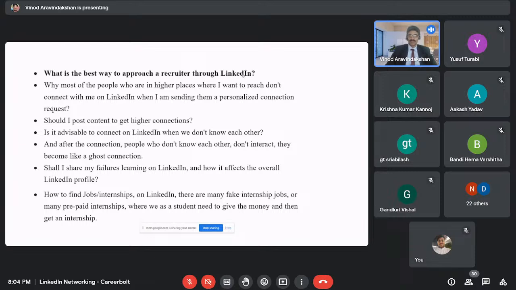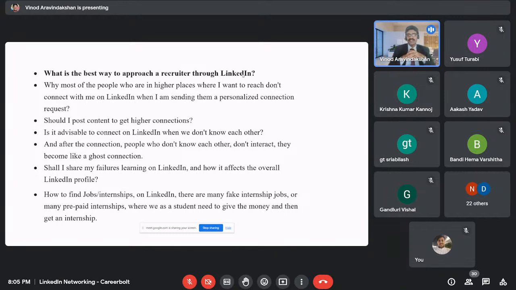How to find jobs and internships on LinkedIn. There are so many fake internship jobs, many prepaid jobs where students need to give money and get an internship. Okay, so I showed you some examples of how to increase your network reach, how to connect and all that. But let's be frank, right? There are just a lot of engineering students in India, and there are very few job openings. When I looked at the statistics, there are 15 lakh engineering graduates a year in India. There are only 2.5 lakh job opportunities, which means that there are very few jobs. I mean, 80% of the students out there will never find a job. That's the way the market works.